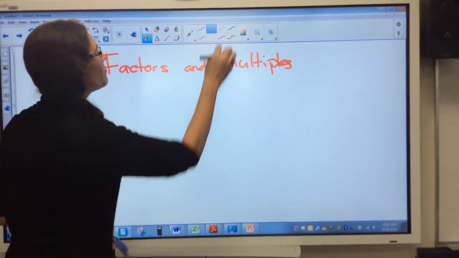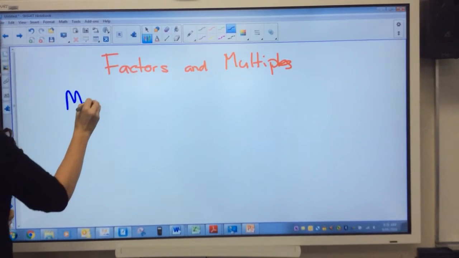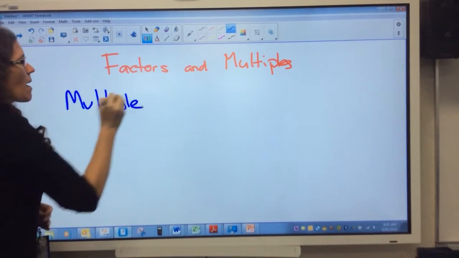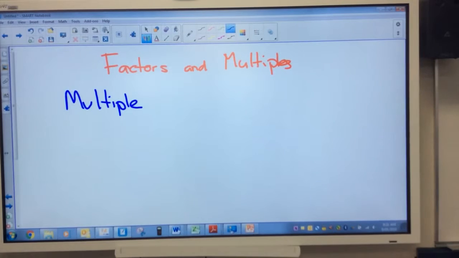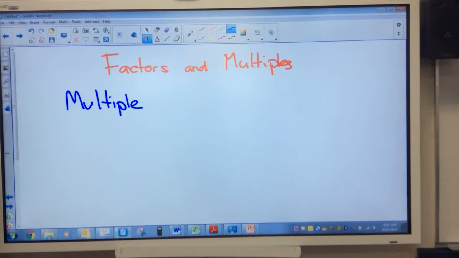So a multiple, writing this down, is the number and then all the answers that I would get of that number if I was doing its times tables. So for example, the 3 times tables, I know that 1 times 3 is 3. So 3 is a multiple of 3. I know 2 times 3 is 6. So 6 is a multiple of 3. Any answer that you can get from your times tables is a multiple of that number. Okay? So multiples are created by multiplying the number.